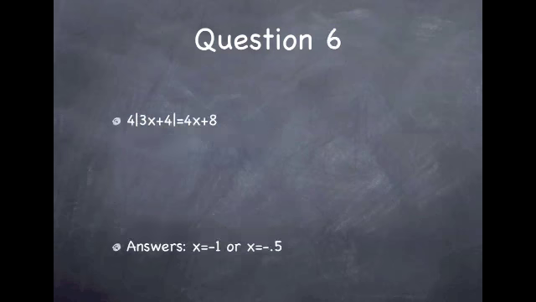Question 6. 4 times |3x plus 4| equals 4x plus 8. After solving, you would get x equals negative 1 or x equals negative 0.5.